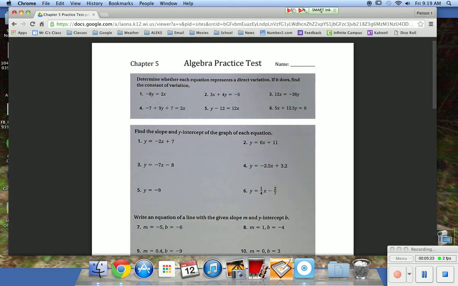How about the next one? Negative 7 plus 9y plus 7 equals 2x. Who can we pick on? Jessa, what would I do in this case? Remember, this is my equal sign, right? So everything's on this side, so I'd subtract 7 and then add 7. What would happen to my 7s? They go away. I'm adding 7, I'm subtracting 7 on the same side of the equal sign.